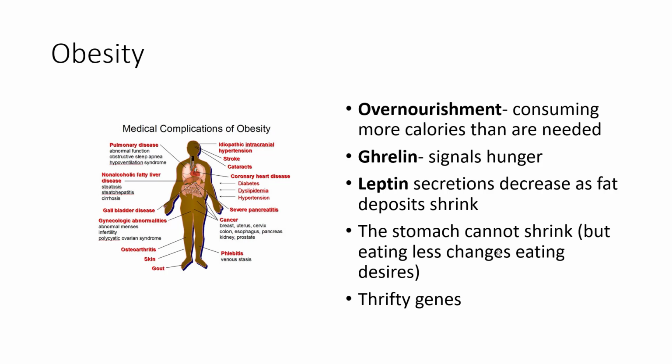Notable here that there are different hormones involved in obesity. There's ghrelin, which actually signals hunger, and there's leptin, which signals satiety. A misbalance of these can lead indirectly to overnourishment and obesity.